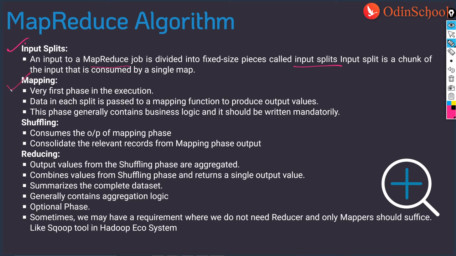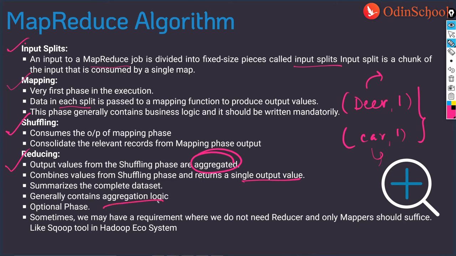Then, mapping is also there, which is the very first phase in the execution, and data in each input split, so that particular one, Deer, 1 and Car, 1, is nothing but one input split. That is passed to the mapping function to produce the output values. The shuffling phase is kind of an internal phase where all the keys would be clubbed together along with their values, and that would be consuming the output of the mapping phase. And then the reducing stage is there, where output values from the shuffling phase would be aggregated, so that a single output value would be written. Reducing or the reducer is kind of summarizing the complete data set.